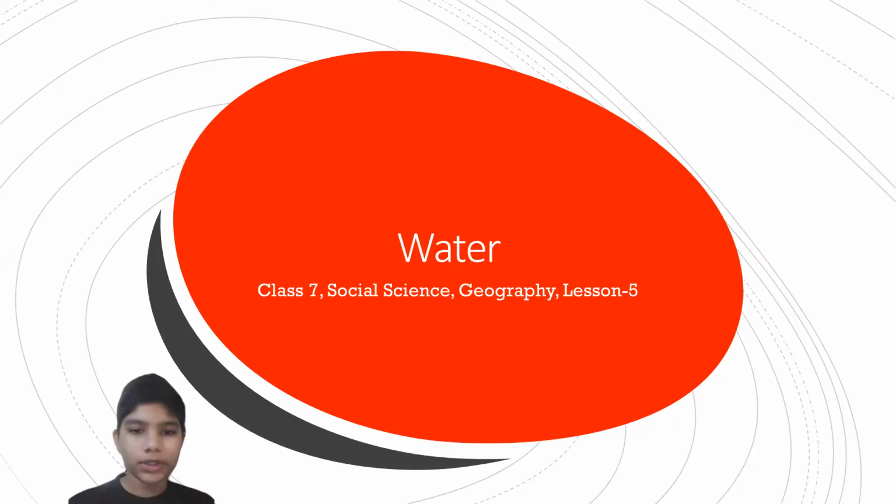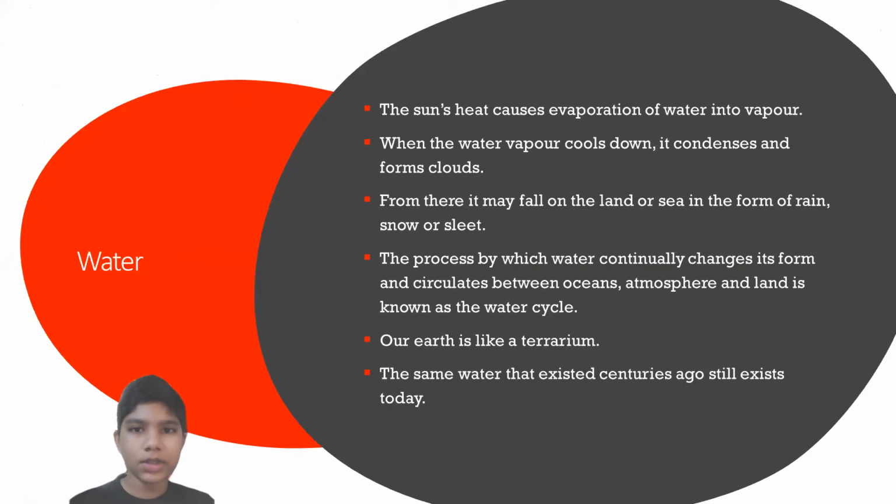Water. The sun's heat causes evaporation of water into vapor. When the water vapor cools down, it condenses and forms clouds. From there, it may fall on the land or sea in the form of rain, snow, or sleet. The process by which water continually changes its form and circulates between oceans, atmosphere, and land is known as the water cycle.